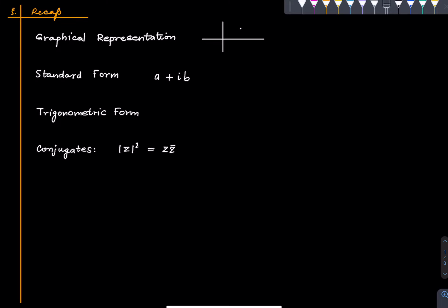Okay, we saw the notion of conjugates. So if z is a complex number, then we define z bar as the complex number obtained by reflecting z about the x-axis. In standard form, if a plus ib is z, then a minus ib is z bar. And we saw this very important equality that the modulus of a complex number can be captured by the concept of conjugates. All right, let's move on.